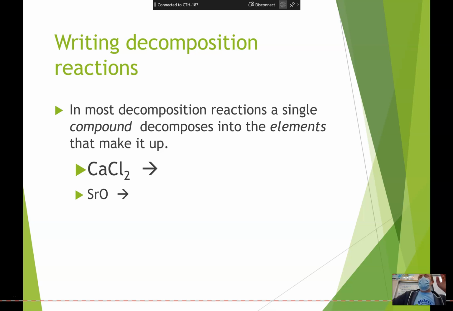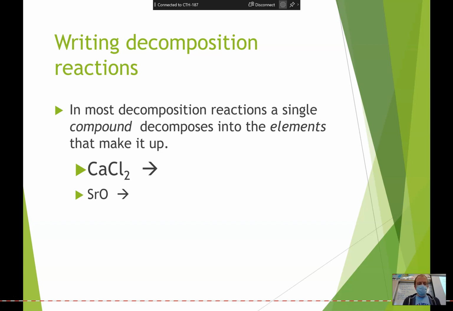So really, with the exception of the one on this lab that we're going to do at the very end of class, the type of decomposition reactions that we're going to ask you to do are where a compound is breaking up into the elements that comprise it. There's definitely other decomposition reactions, but that's the type that we're going to focus on for tests and quizzes and things like that.